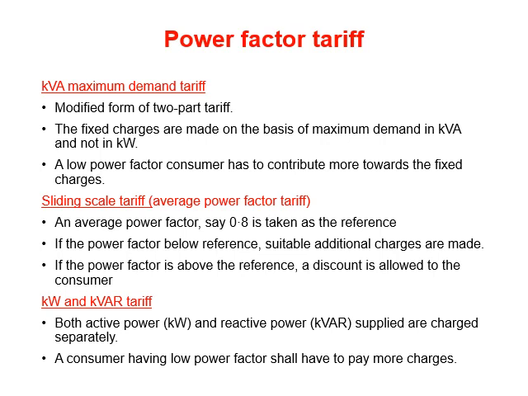And the next one is the sliding scale tariff. It is also called the average power factor tariff. An average power factor, for example 0.8, is taken as a reference. If the power factor of the consumer is below the reference, suitable additional charges are made. If the power factor is above the reference, a discount is allowed to the consumer. That is called the sliding scale tariff.